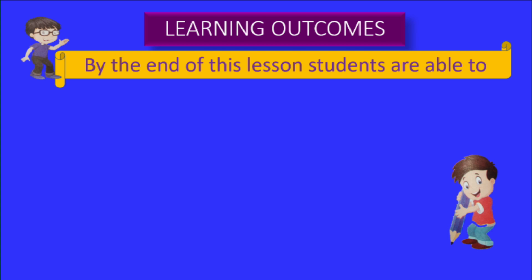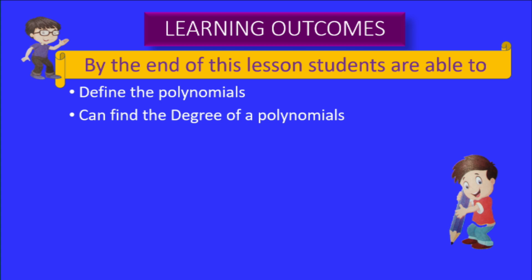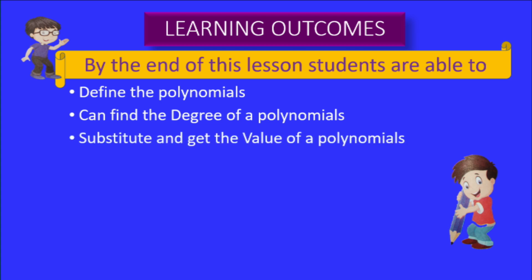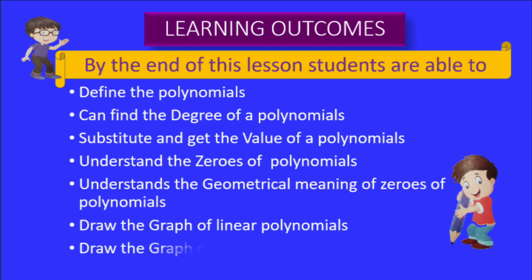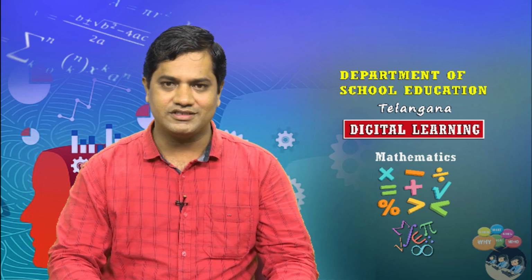By the end of this lesson, students are able to define polynomials and find the degree of polynomials, substitute and get the value of polynomials, and understand the zeros of polynomials. After understanding, we can draw the graphs. Geometrically, what are the zeros of polynomials, and we can draw linear polynomials and quadratic polynomials also. By the end of the chapter, we will discuss all these topics.